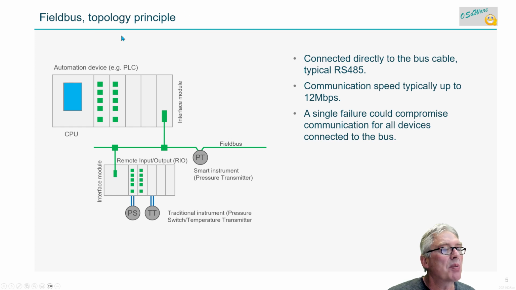And the topology principle. We have an automation device, for instance a PLC, connecting to a field bus. This is the field bus, typically up to 12 megabits per second. RS485 was commonly used, so this is legacy and obsolete. And here is a bus connector. Then we have, for instance, remote I/O, smart instruments like a pressure transmitter and flow transmitter, and traditional instruments. These could also go via I/O in the PLC.